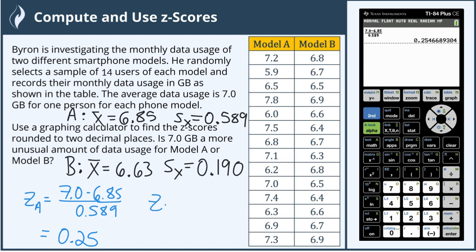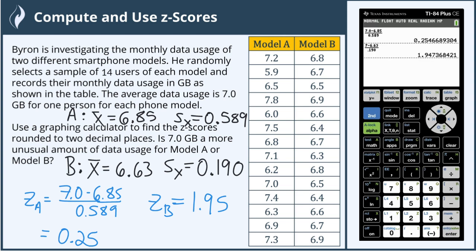And then we're going to repeat this, but with the values for Model B. So again, we go into our fraction form. We have our x value is 7 minus the average here, which was 6.63, and the standard deviation was 0.190. When we plug that in, we get that our z-score is 1.95.